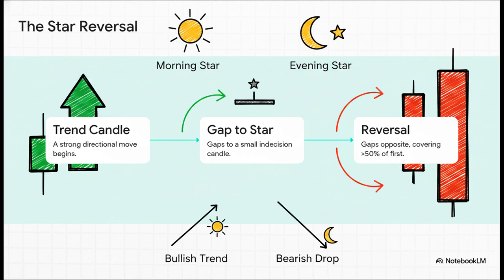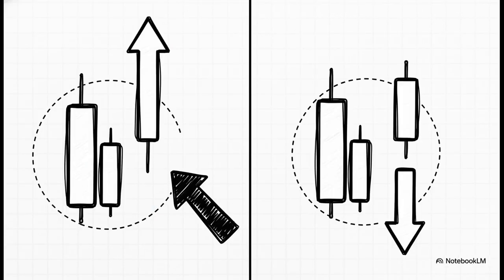a bearish drop. Let's connect this back to something we already covered. Remember the pregnant women harami setup? Well, the 3 inside up and 3 inside down patterns are literally just the logical completion of that exact setup. You've got the mother candle, you've got the contained baby candle, and then, this is the crucial part, the third candle decisively breaks out above or below the mother candle. It's the market finally confirming the exact reversal that the harami was only hinting at earlier.